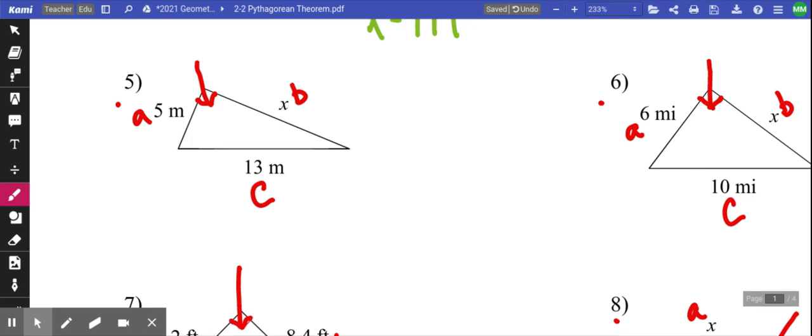Okay, let's take a look at number 5. Again, for Pythagorean theorem, we have to label our A, our B, and our C. And like I shared before, the C is always across from that 90-degree angle. So we've already labeled our A, our B, and our C. That should be pretty straightforward right away.